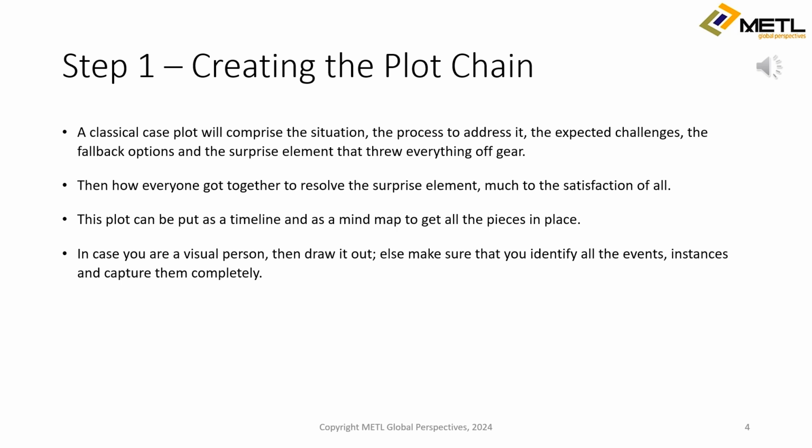Step 1. Creating the plot chain. A classical case plot will comprise the situation, the process to address it, the expected challenge, the fallback options, and the surprise element that threw everything off gear. Then how everyone got together to resolve the surprise element, much to the satisfaction of all. This plot can be put as a timeline, as a mind map, to get all the pieces in place. In case you are a visual person, then draw it out like a mind map. Else, make sure that you identify all the elements and instances, and capture them completely.